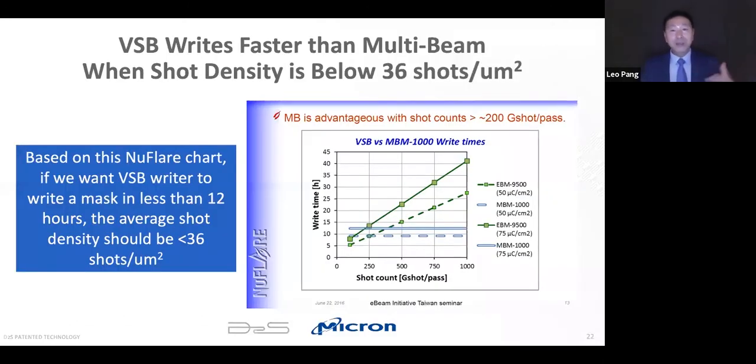All right, next we'd like to see if we can actually reduce the shot count to a level that the VSB mask writer can write the entire mask faster than multi-beam. We all know that for multi-beam, the mask write time is a constant, about 12 hours or half a day. And for the VSB mask writer, the write time is proportional to the number of shots. It turned out there is a magic number, which is 36 shots per square micron. If we can keep the shot density below 36 shots per square micron, then the entire mask can be written in 12 hours.